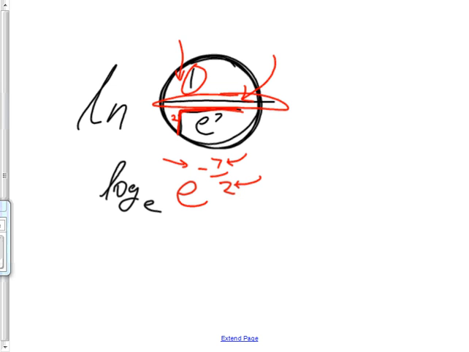Now, once written like that, it's easy because this is the answer. If this and this are the same, the answer is the exponent. All right. Next question, yes.